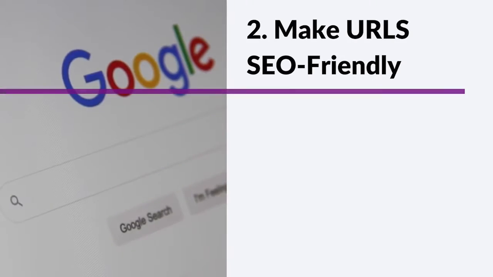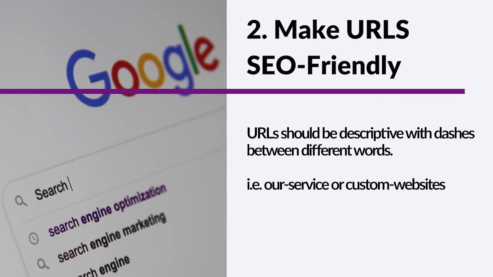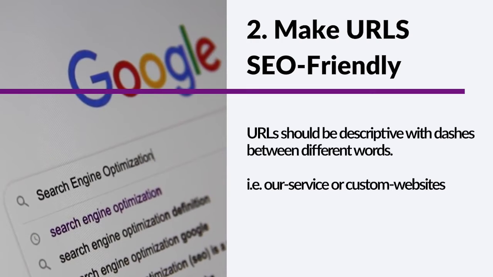and blogs as well. Another step that helps when you do this from the beginning is ensuring that your URLs are SEO friendly. By that, I mean they should be descriptive with dashes. For instance, our-service or custom-websites. That URL is one of the first things that tells Google what that page is about, but it also tells your user what they can expect to find on that page too.